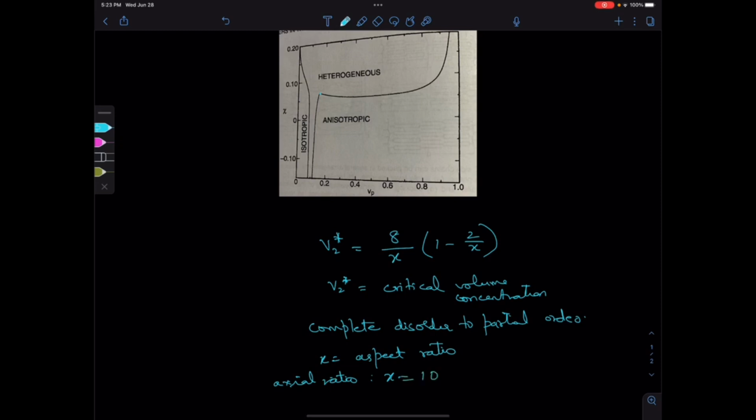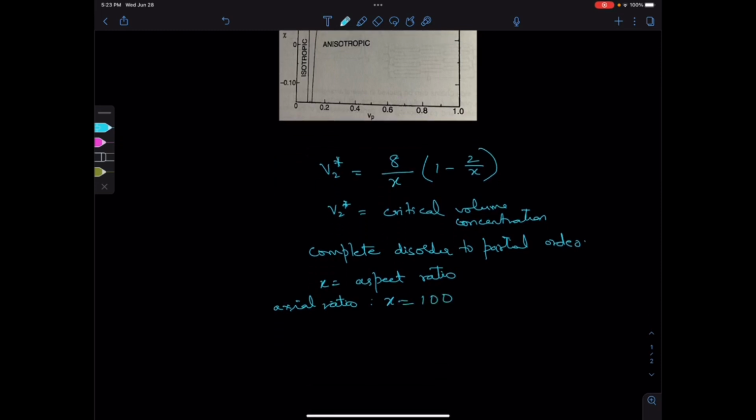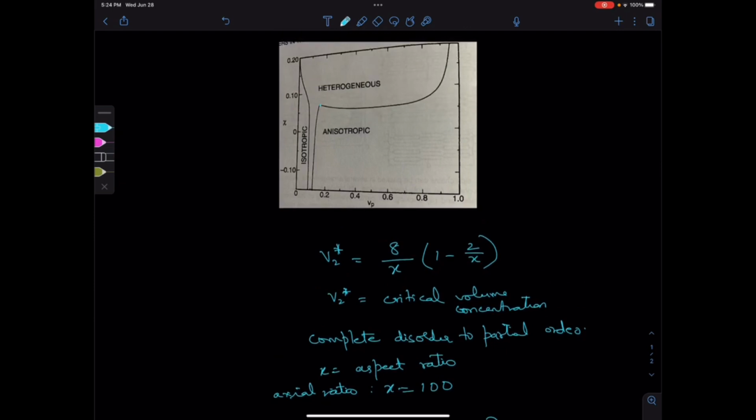and here it is equal to 100, where 100 is the ratio of the length of the polymer rod, the length of the liquid crystal rod, to its radius. So if we plug in the values here, V2 star we get is 8 over 100 times 1 minus 2 over 100, so 0.0064, and that matches with the value of chi corresponding to the critical point, which is 0.07. All the three phases coexist at the critical point.